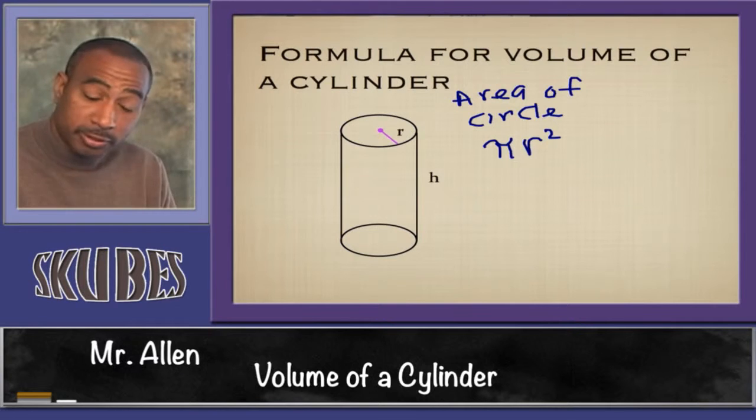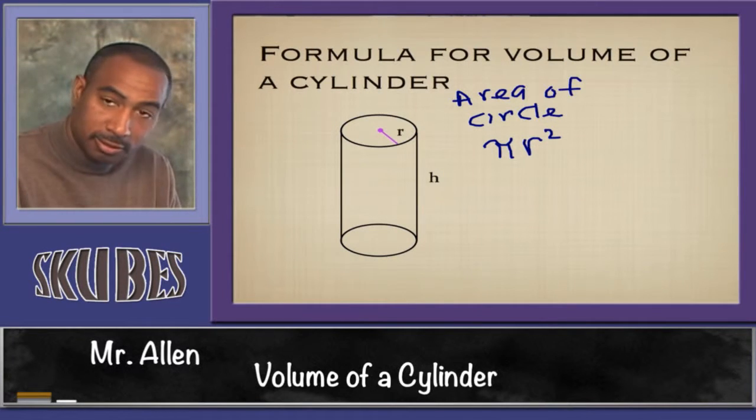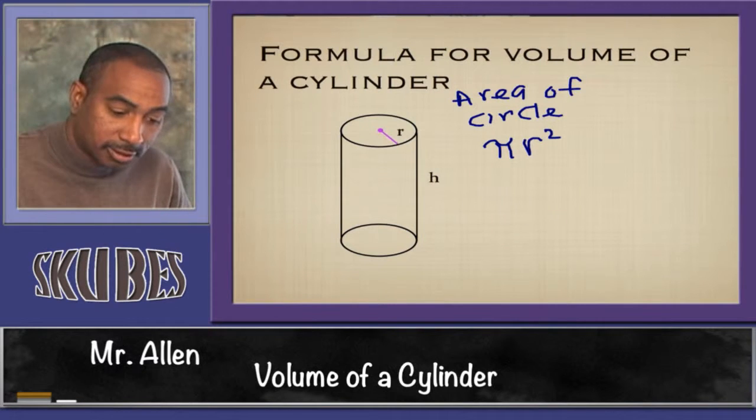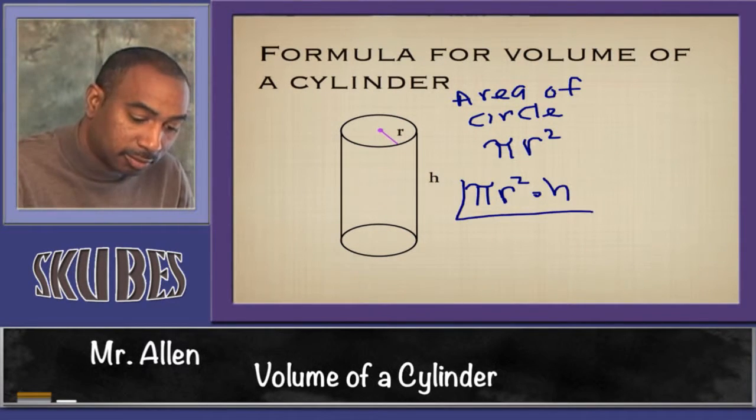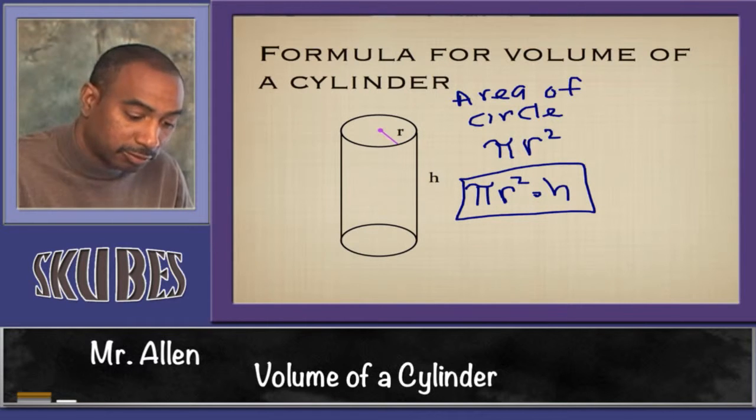And the only thing that's different is that we're going to multiply the height to it to figure out the insides of this cylinder. So we get pi times the radius squared times the height. And that's going to be the formula we're going to use for the volume of the cylinder.